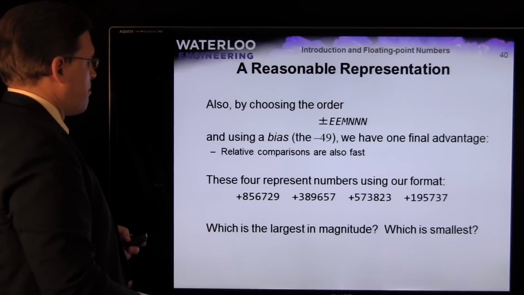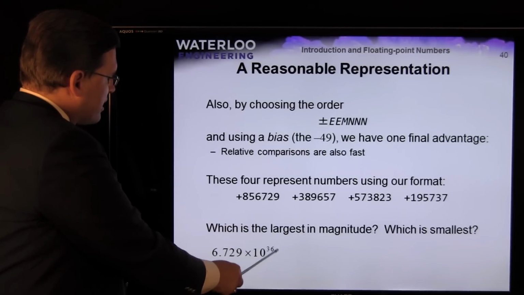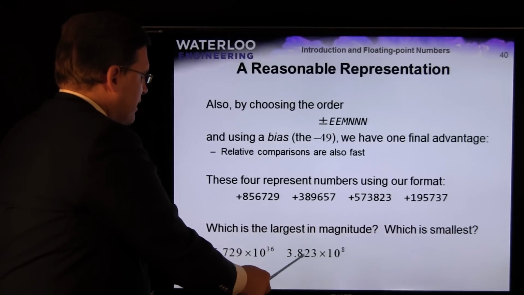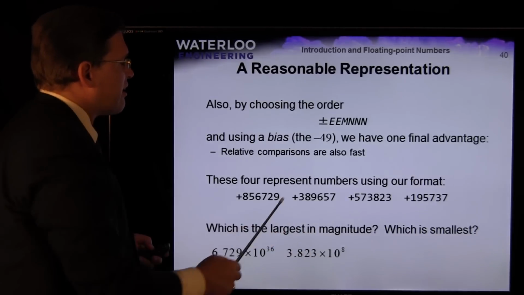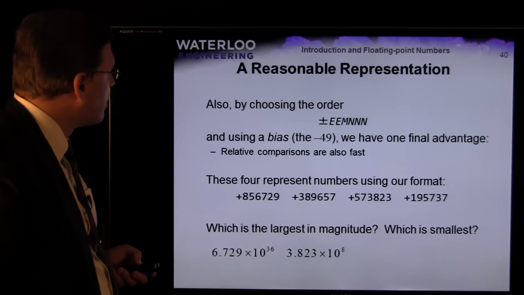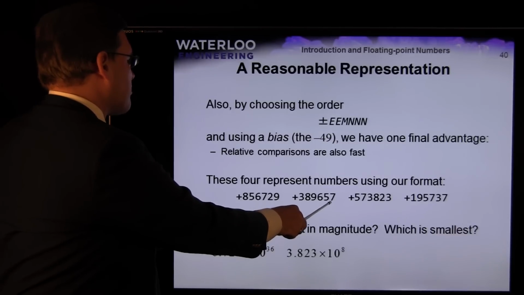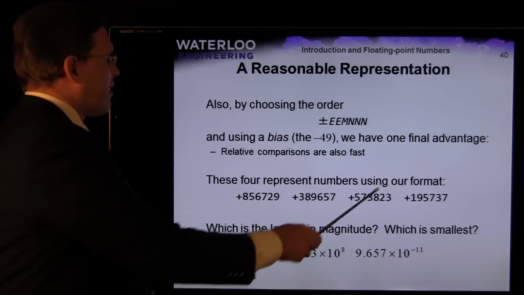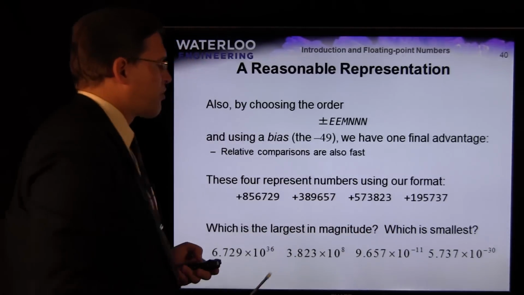Why? Because this number here is 6.729 times 10 to the 36. This number is 3.823 times 10 to the 57 minus 49, or 10 to the 8. So that, of course, is smaller than the first one. What's next? This one here, 9.657 times 10 to the negative 11. And finally, we have 5.537 times 10 to the negative 30.